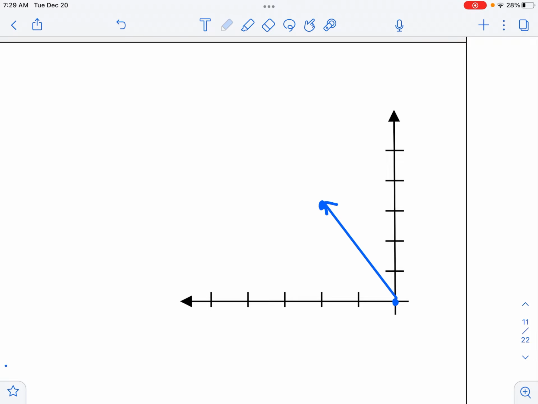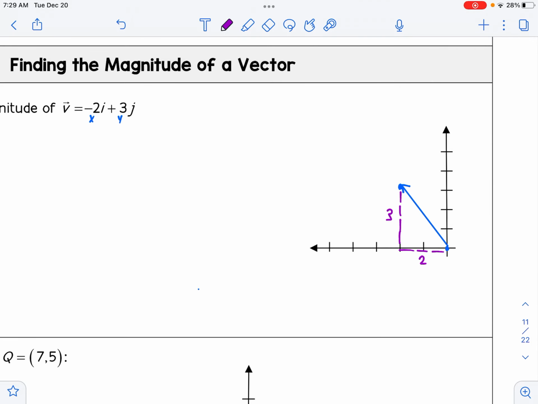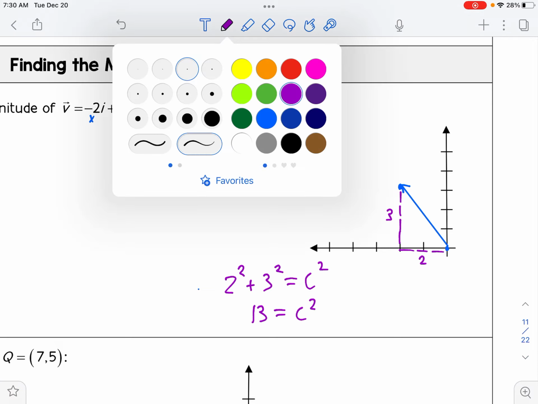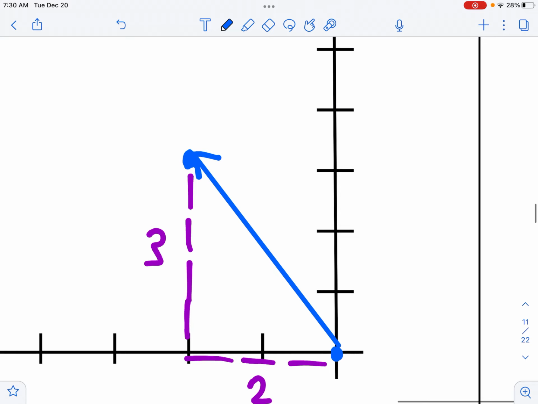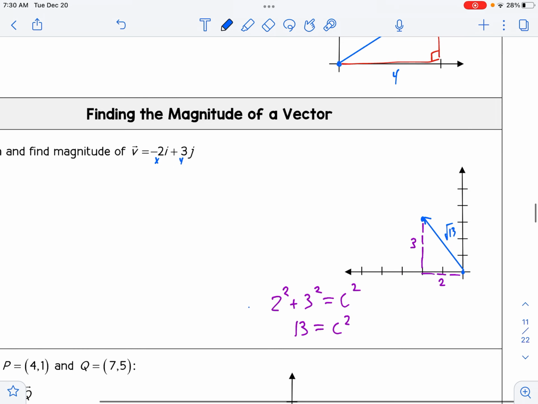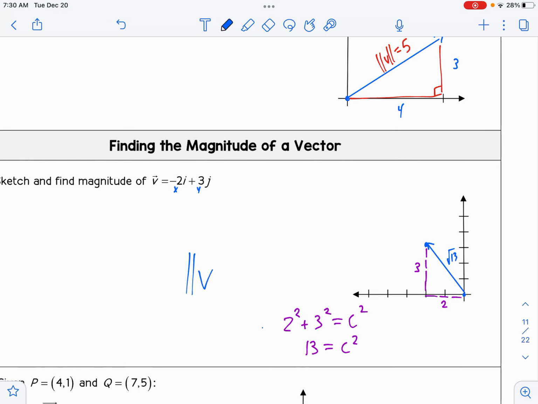Okay, and if I want to find the magnitude of that vector, I'm going to have to break it into its components, which would be the x and y value, 2 and 3, and then use the Pythagorean theorem to find it. So 2 squared plus 3 squared equals c squared. So it looks like that's going to be 13 equals c squared. And if I square root both sides, I'm going to leave that in radical form. My magnitude here would be root 13. So I would say that the magnitude of vector v equals the square root of 13.